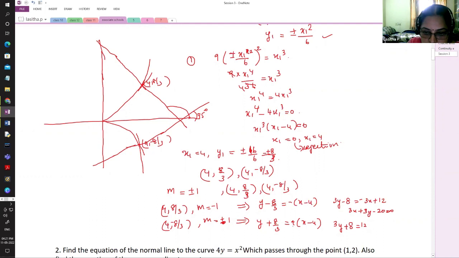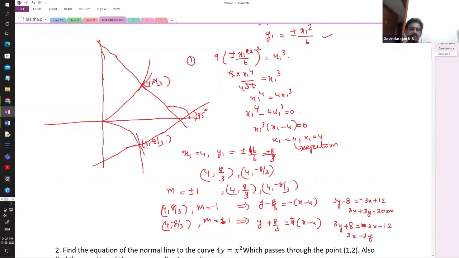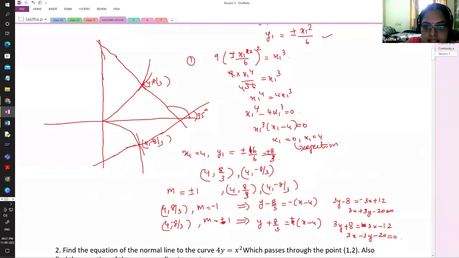I'm sorry, I made some mistake here. One second. This is plus here. So this is equal to 3x minus 12. And so bringing to one side, 3x minus 3y minus 20 equal to 0. In this way, two equations we will get. In case they had taken it wrongly, they will get two different answers, and that will be a wrong answer for the student for this question.